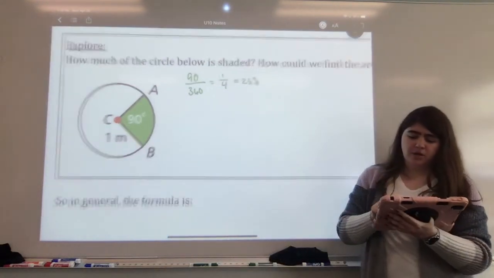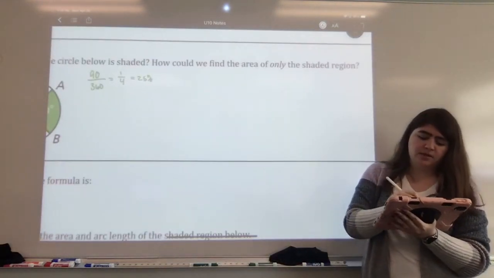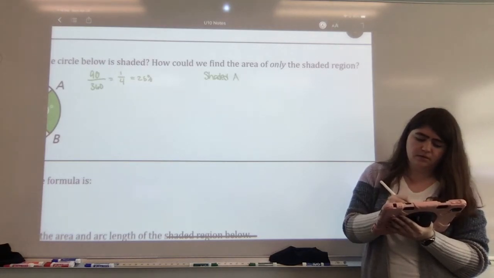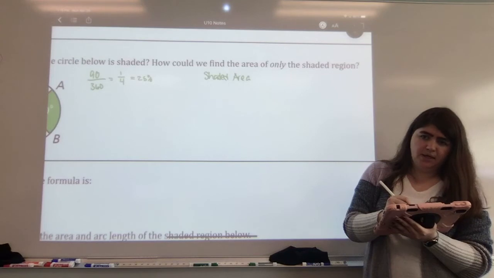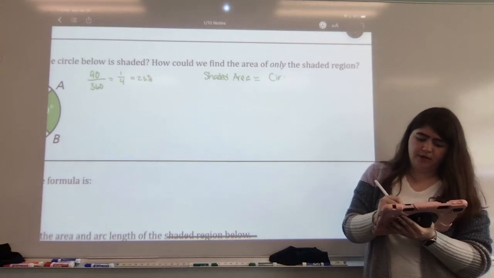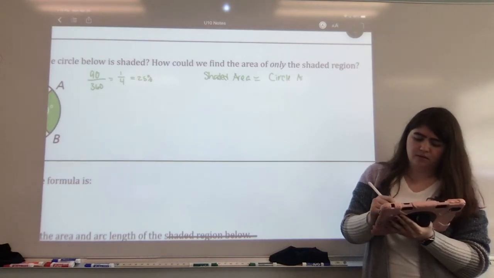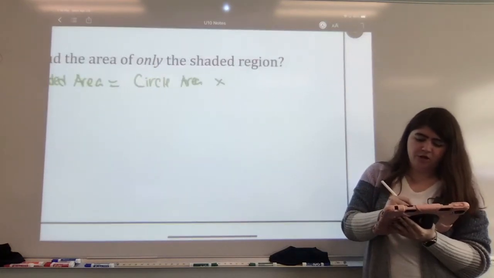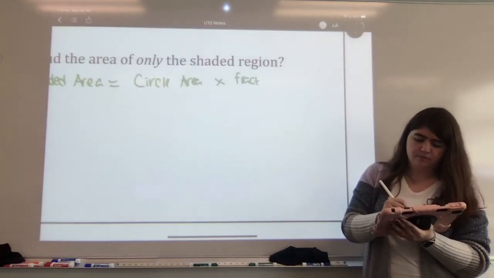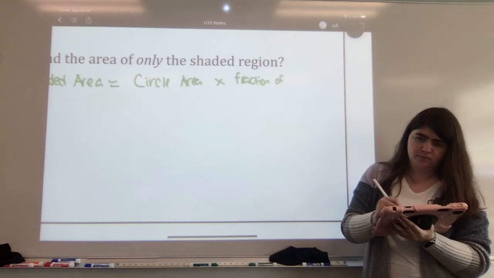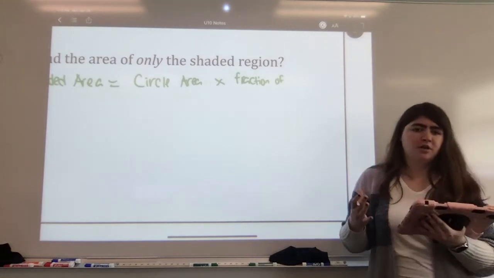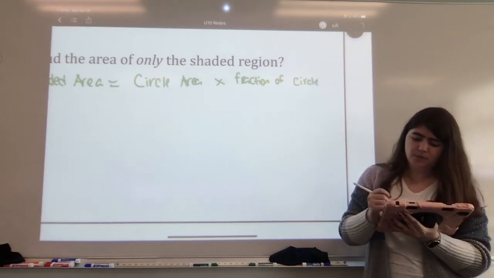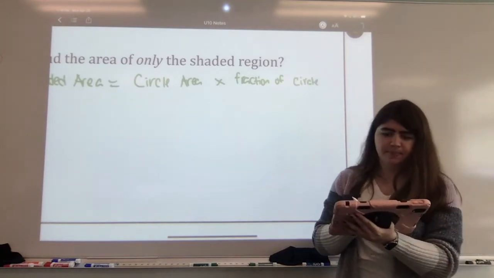So we can actually write that out here. So that would mean that the shaded area would be equal to the circle area times the fraction of the shaded region. And that shaded region actually has a name. That's called a circle sector. And we'll label that in just a second.